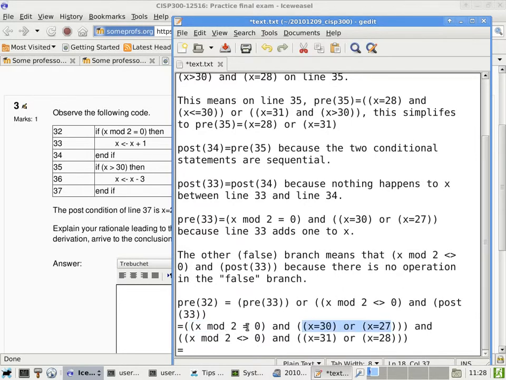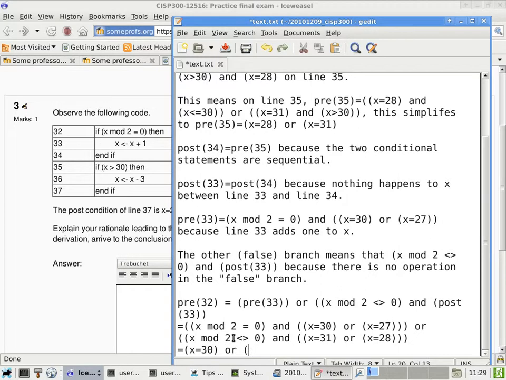x mod 2 equals 0 means that x has to be even, which means it all simplifies to x equals 30. Oh, I take it back. I was wrong. This is an OR because we can come from either path. So that's why this is an OR. I had it right up here. I just copied it wrong.